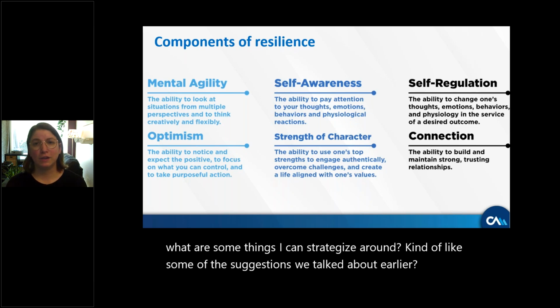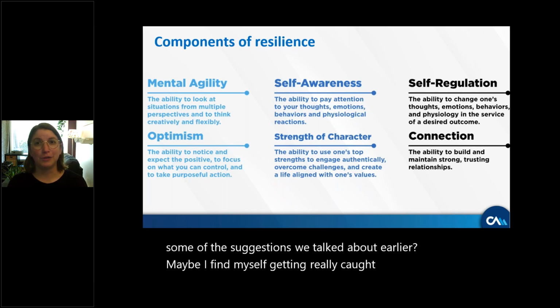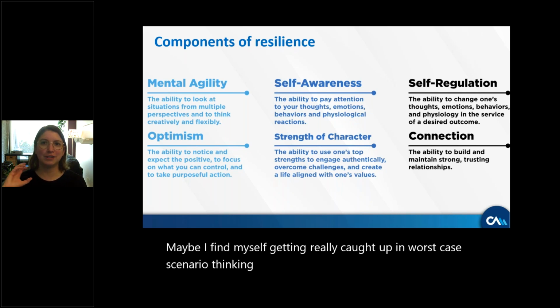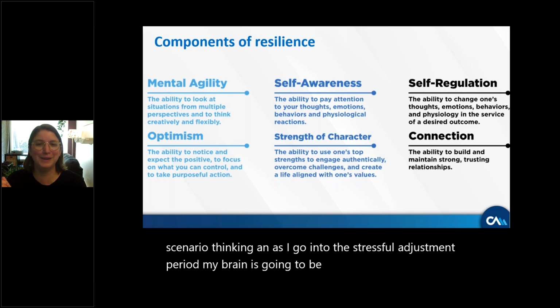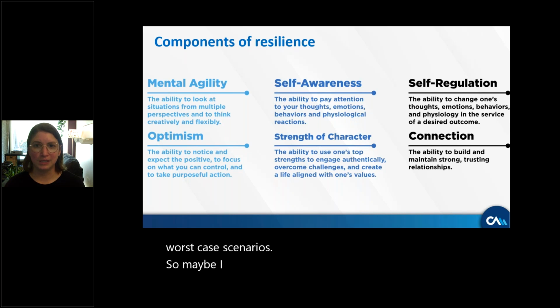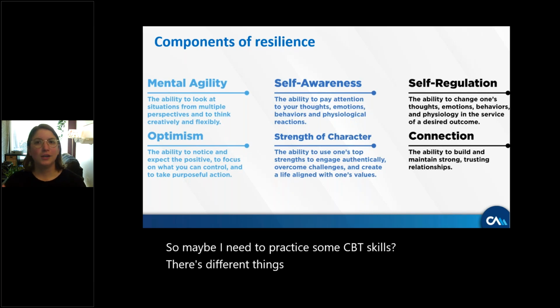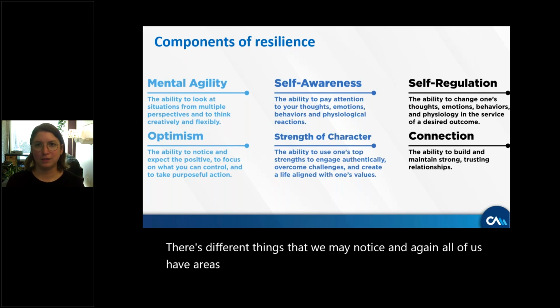Maybe I find myself getting really caught up in worst case scenario thinking, and as I go into this stressful adjustment period, my brain's going to be like, now's the time to go into worst case scenarios. So maybe I need to practice some CBT skills. There's different things that we may notice. And again, all of us have areas of improvement in all of these, and nobody is perfect. So we are all just doing what we can.